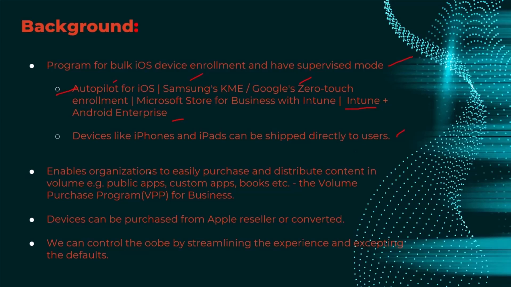ABM, or ADE, enables organizations to easily purchase and distribute content using something called VPP. Now we are going to talk about VPP, or volume purchase program, in a different nugget, but that is also something that is managed via ADE. And then devices can be purchased directly from an Apple reseller, or we can convert a normal device as well. We'll talk about all of that later.